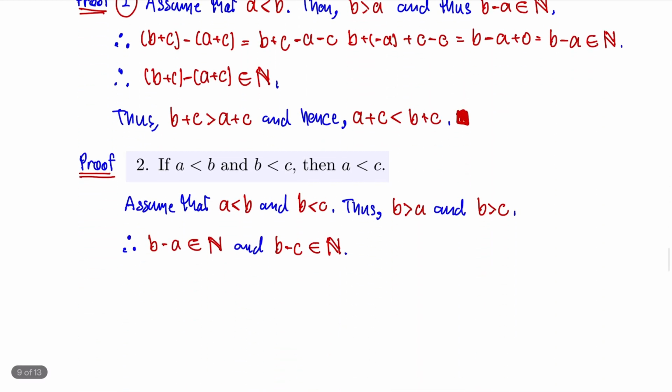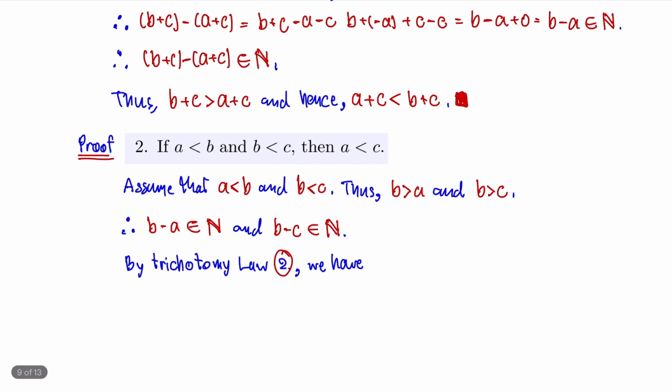So, by the trichotomy law, second one, what do we have here?